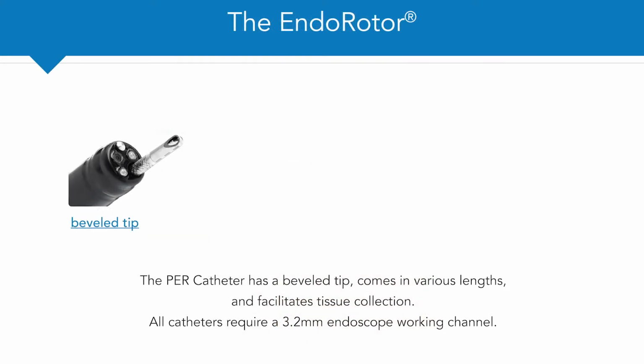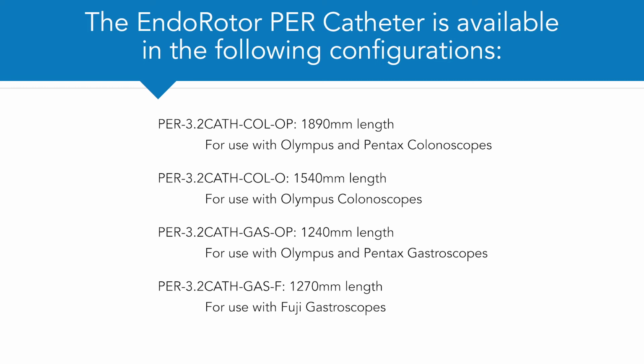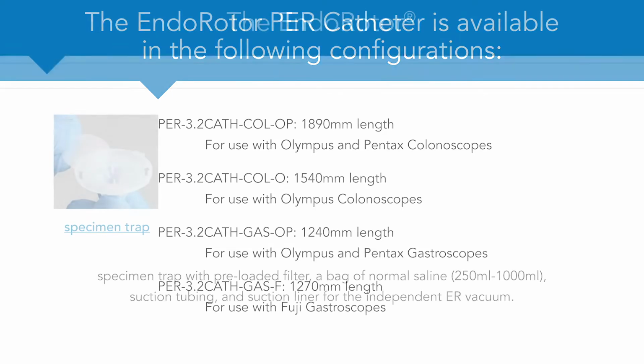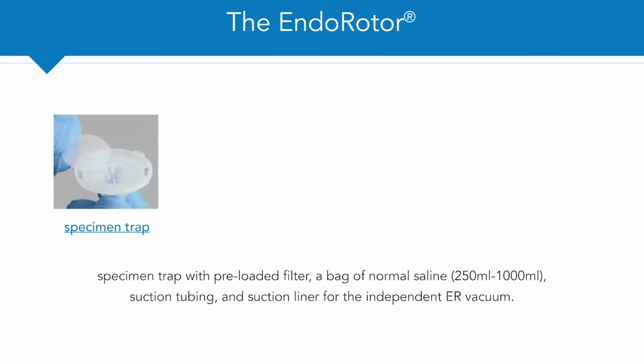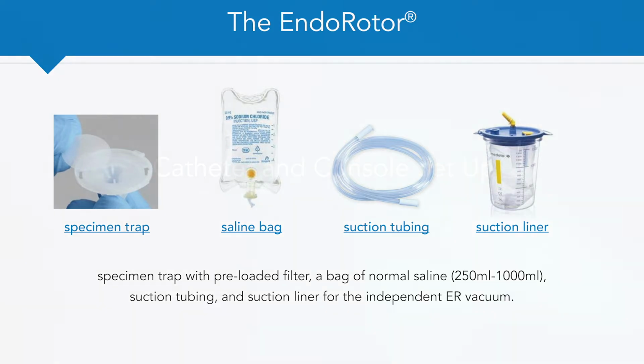The PER catheter has a bevel tip, comes in various lengths, and facilitates tissue collection. All catheters require a 3.2 mm endoscope working channel. The EndoRotor PER catheter is available in the following configurations. For PER procedures, the following disposables are required: specimen trap with preloaded filter, a bag of normal saline, 250 milliliters to 1,000 milliliters, suction tubing, and suction liner for the independent ER vacuum.